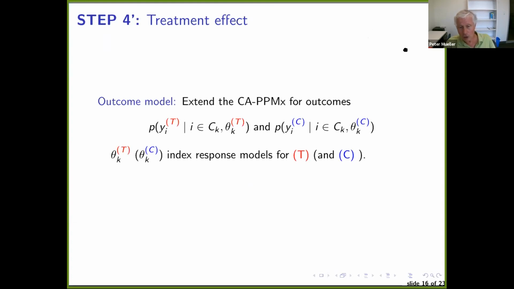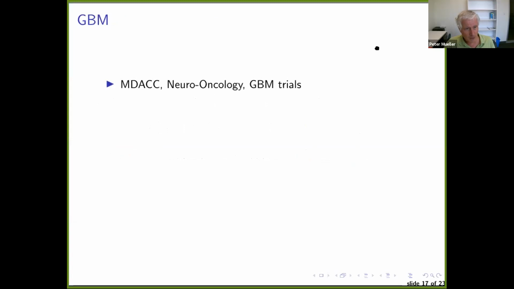Now we have an outcome model that we can use to evaluate potential outcomes and, in the usual fashion, get the average treatment effect, averaging over patients to get a predictive average treatment effect. And that's exactly what we do. I can speed up a little bit now and talk you through how it works out in our actual application.